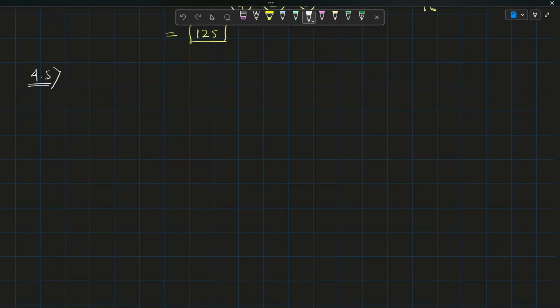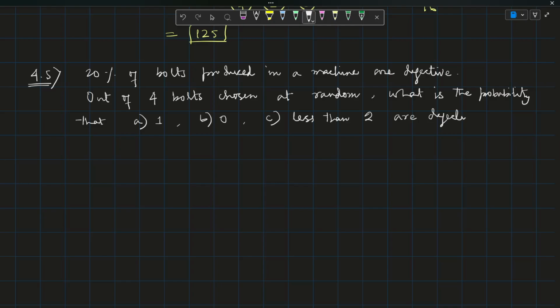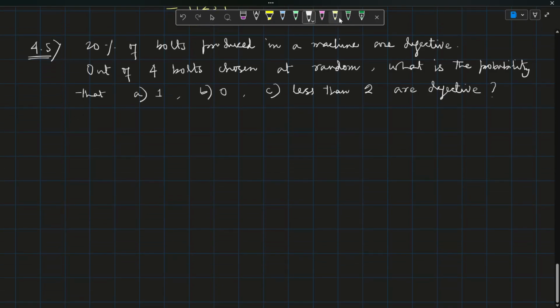Now the next problem, 4.5. It is said that 20% of bolts produced in a machine are defective. So out of 4 bolts chosen at random, what is the probability that A, 1, B, 0 and C, less than 2 are defective? The process is same.